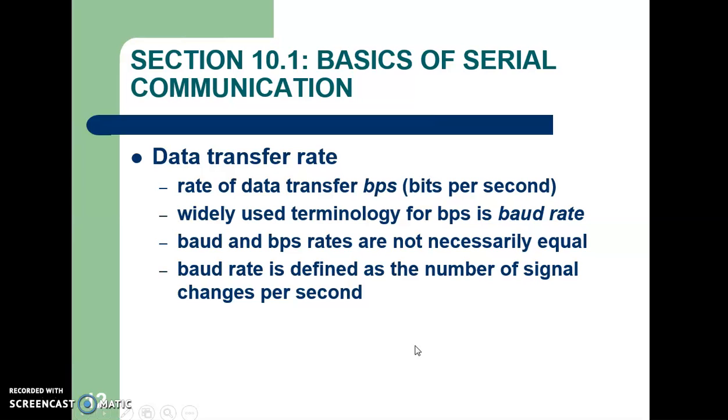So these are some units. How is the data transfer rate measured? One is bits per second, BPS. This term is not used very widely. The widely used terminology is baud rate, which you must have heard. Mainly we use a 9600 baud rate. Sometimes these names are used interchangeably, but actually baud rate and bits per second are not equal. Baud rate is defined as the number of signal changes per second.